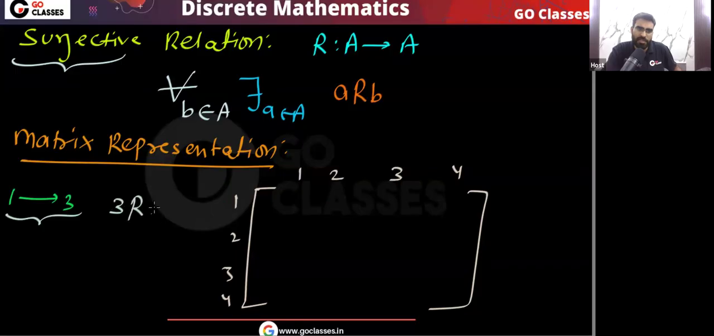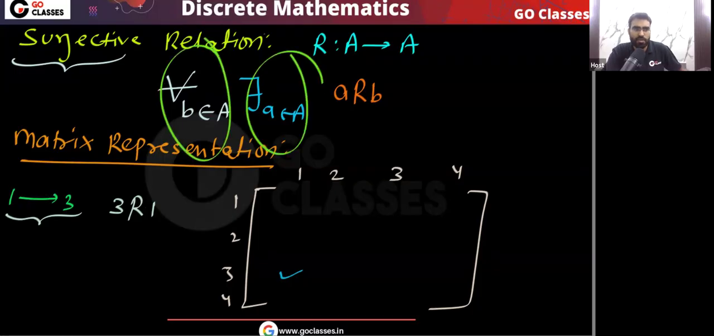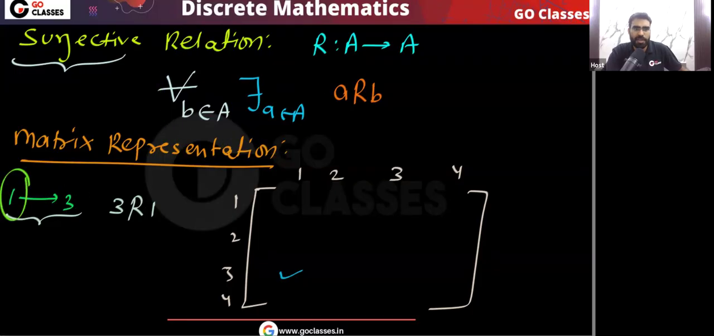What will this mean? It means 3 is related to 1. So here you will put the tick mark. Yes or no? I am saying, let's assume for everyone there is someone. So for 1 there is 3, which means A is related to B, meaning 3 is related to 1, so here you put the tick mark.